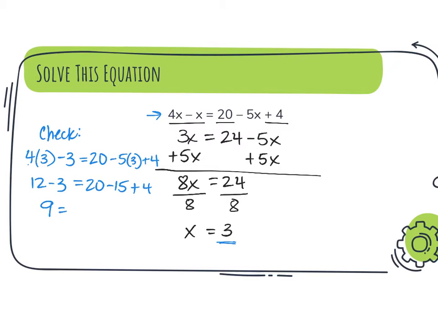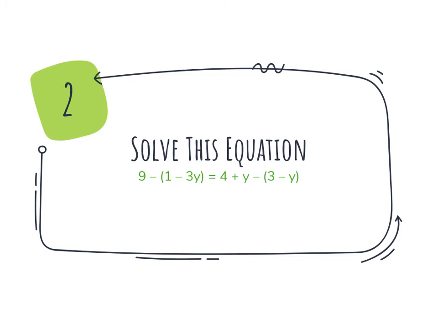On the left side, we have 12 minus 3, which will be 9. And on the right side, we just go in order from left to right when we have both addition and subtraction. So we'll go first 20 minus 15, which will be 5, and then plus 4, which brings us to 9 equals 9. Because we have the same number on both sides in our check, that tells us our solution is correct. Let's take a look at one more example.